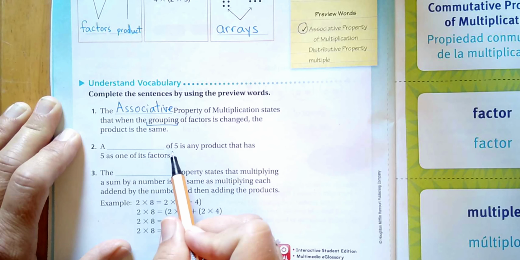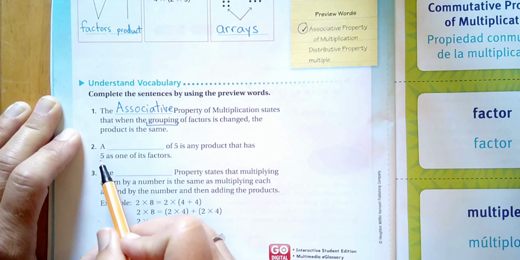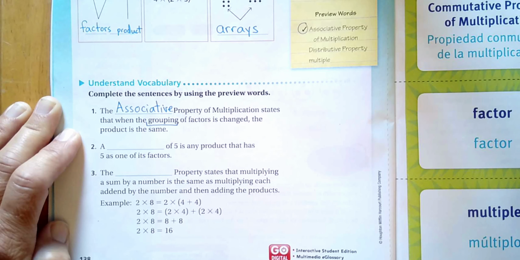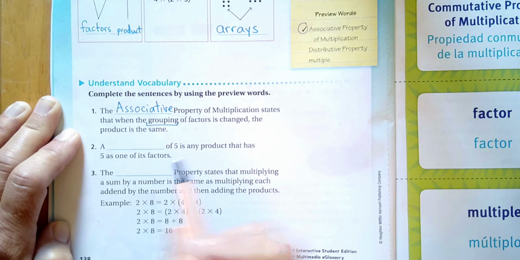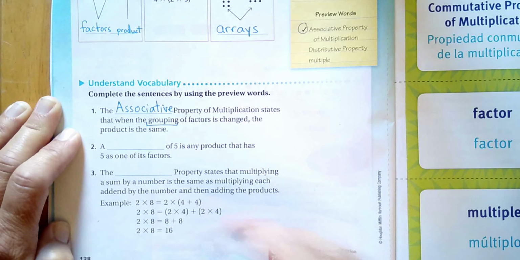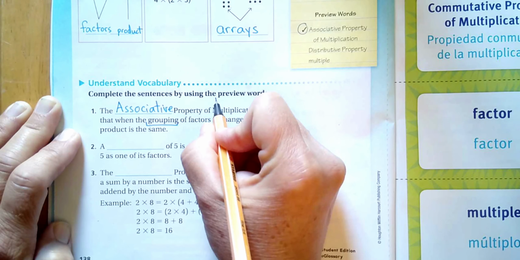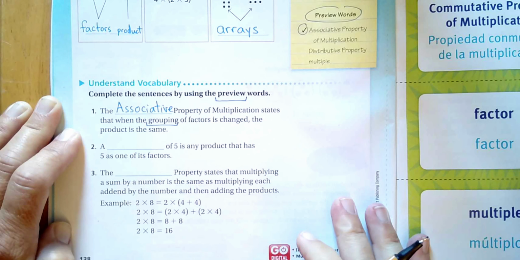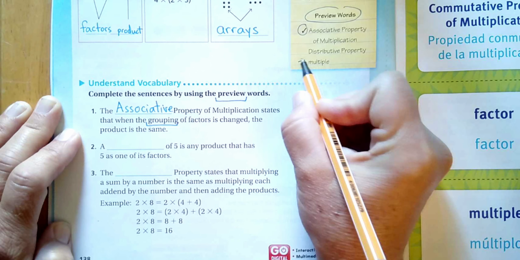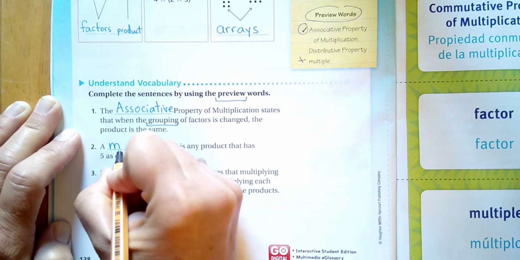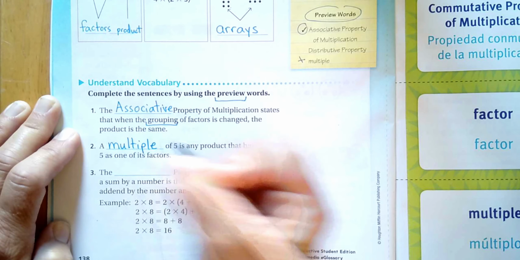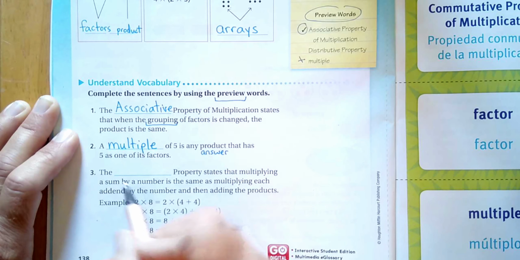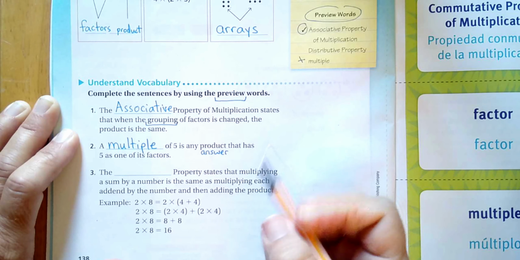A blank of 5 is any product that has 5 as one of its factors. Now, I didn't read the directions here, so I'm stumbling a moment because I have to look at these preview words. So these are the preview words up here. So it is a multiple of 5. A multiple of 5 is any product, and remember product is the answer, that has 5 as one of its factors, and factors are the numbers you multiply together.